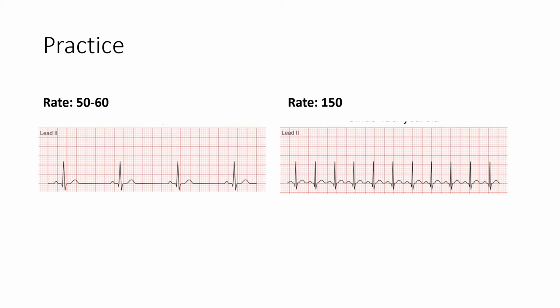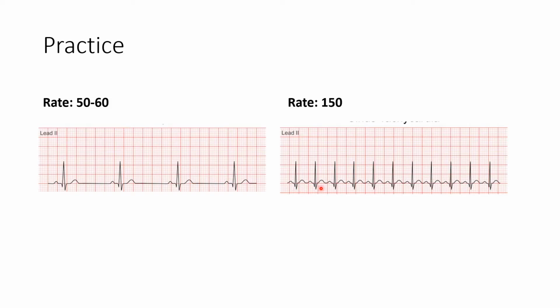So let's just count 1, 2, 3, 4, 5, 6 boxes. So this would be somewhere, 300 divided by 6 would be 50 beats per minute. So this is somewhere between 50 and 60 beats per minute. Either way, a bradycardia.